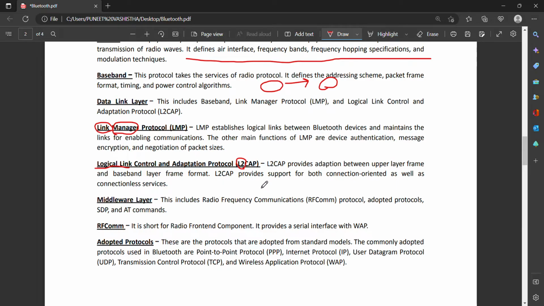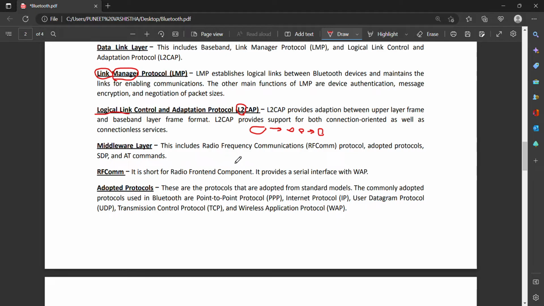So basically, if I am sending a message, the message gets split down into different kinds of packets, and then these packets get transferred through a medium, wired or wireless, and then again it is formed as a message in the end. So this conversion and transfer is possible with the help of the Logical Link Control and Adaptation Protocol, right? Now the middleware layer includes radio frequency communication (RFCOMM), adopted protocols, SDP, and AT commands.